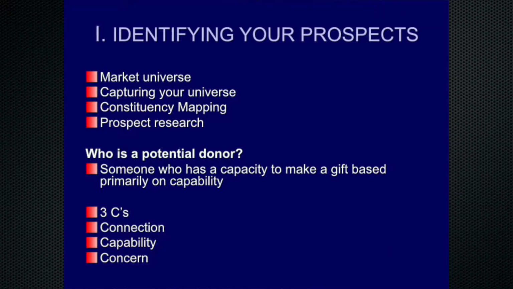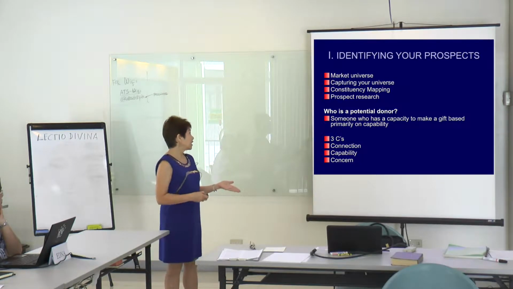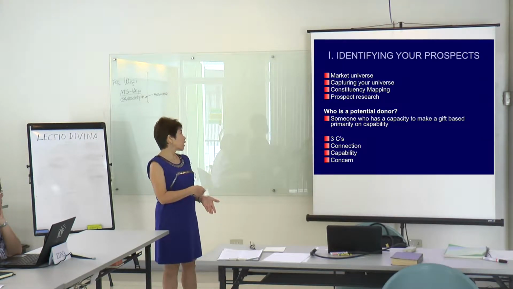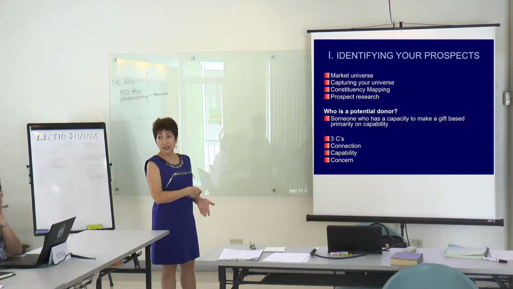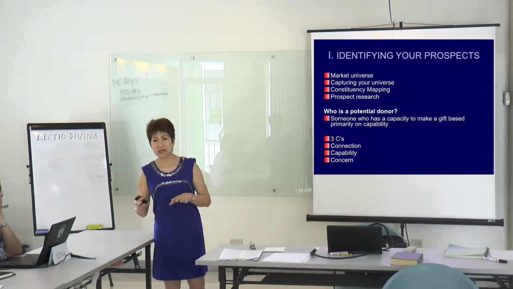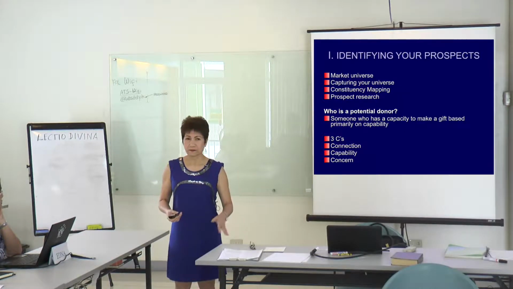So, who is a potential donor? A potential donor is someone who has the capacity to make a gift based on their capability. So, we have 3 C's here. First, you need to have a connection with them. Second, they need to have a capability to give. And then they need to have concern, meaning they share your vision, mission, and values.